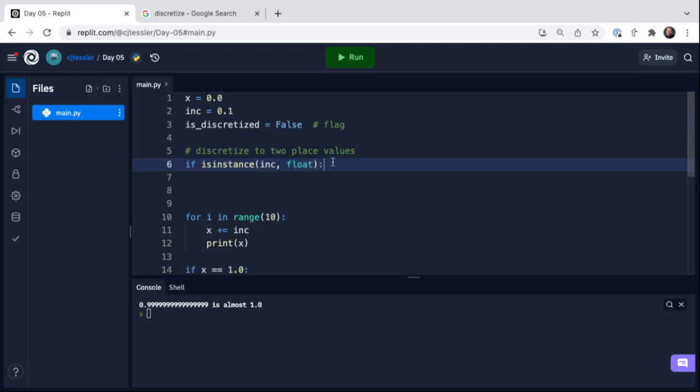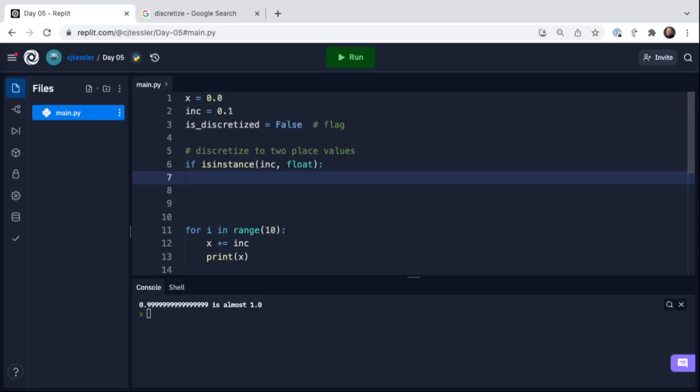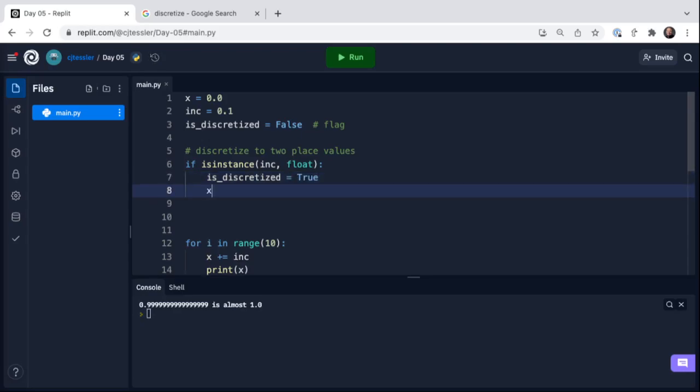All right, so if we're working with a float, what I want to do is say, okay, I'm going to discretize this. So I'm going to set that to true. And what I'm going to do is set x, and I'm going to multiply it by 100 and cast it to an integer.